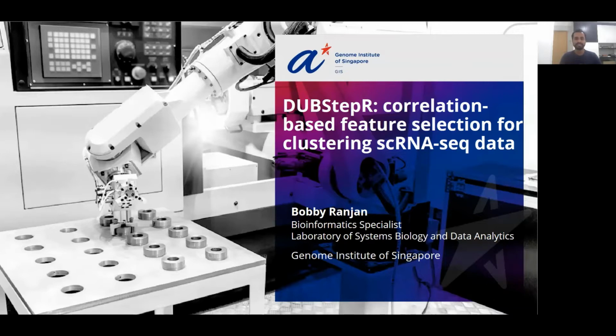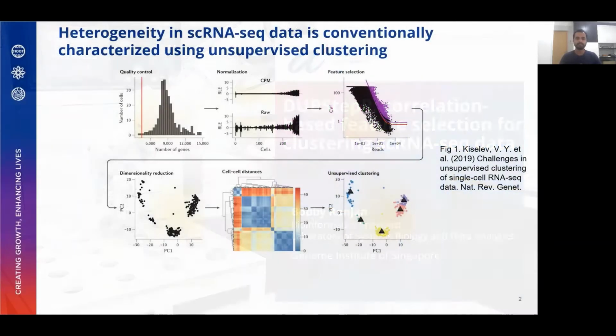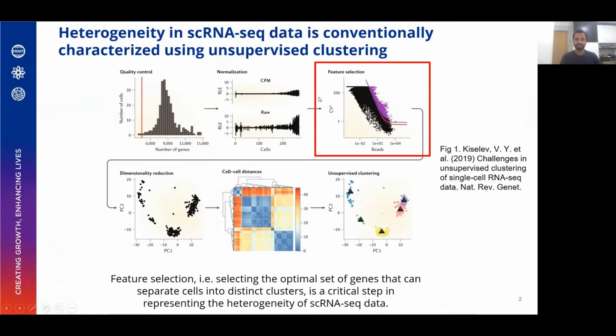I want to thank the organizers for giving me the opportunity to present DUBStepR, a correlation-based feature selection method for clustering single-cell RNA sequencing data. Heterogeneity in single-cell RNA sequencing data is conventionally characterized by unsupervised clustering, which has a number of steps which are still being developed. We decided to focus on feature selection, that is, selecting the optimal set of genes to separate cells into distinct clusters, because it is a critical and relatively underlooked step.